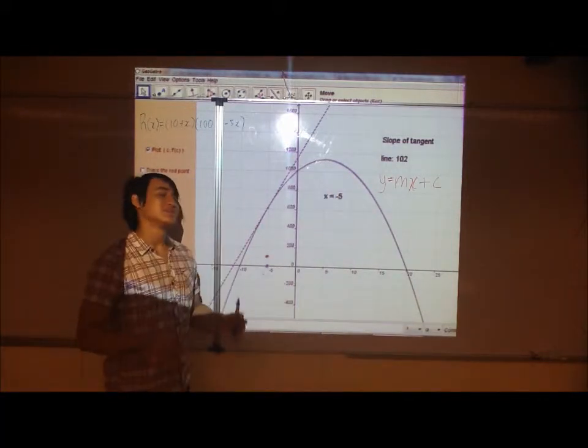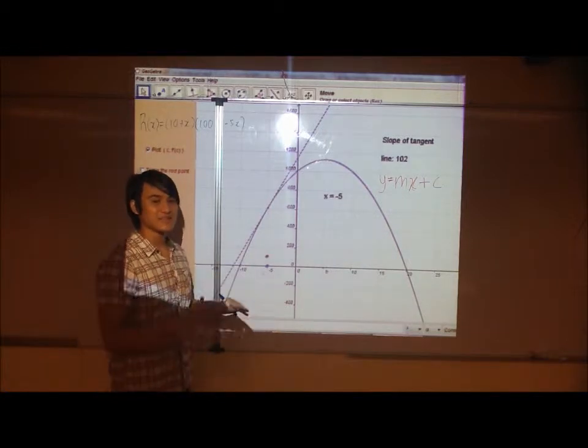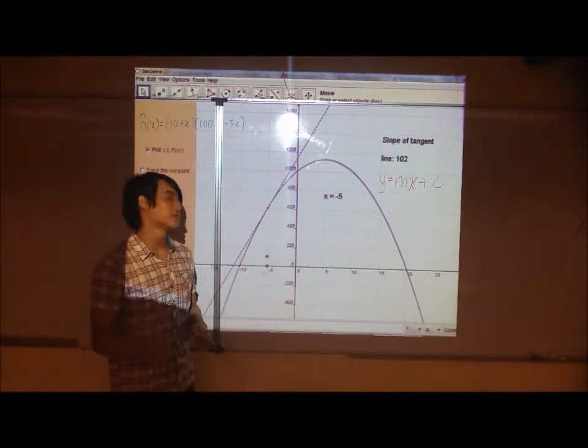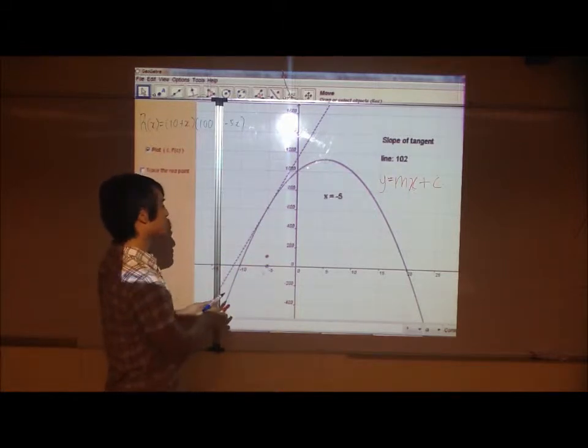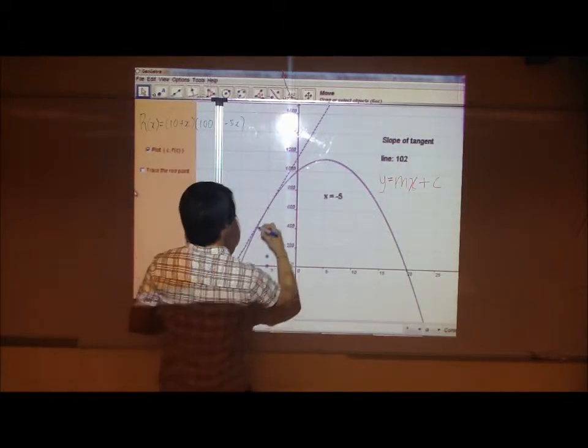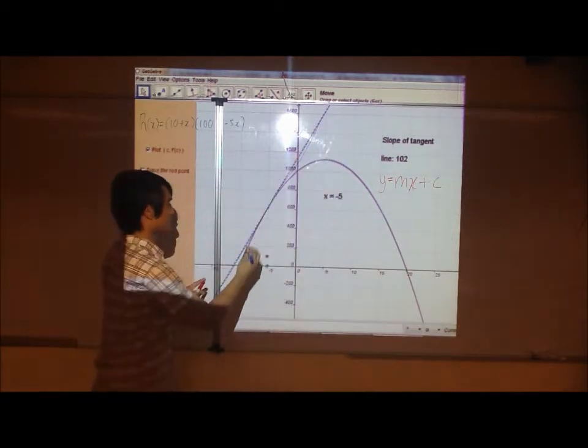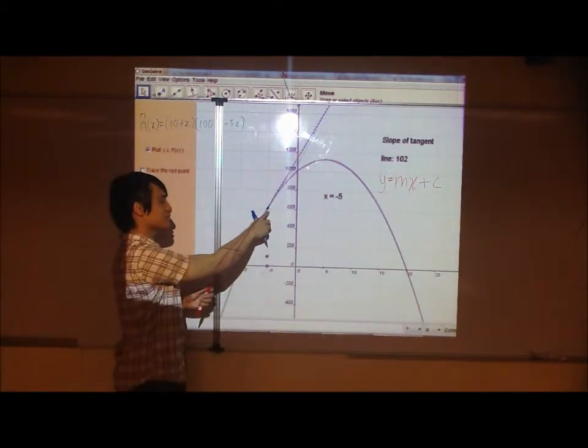Okay, now the slope of a tangent is a line that touches the graph at only one point. So, as you can see, when x is negative 5, the slope of the tangent will be shown as this line. It only touches the graph at this point.